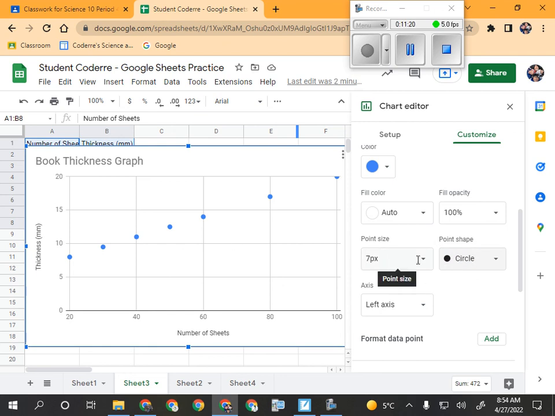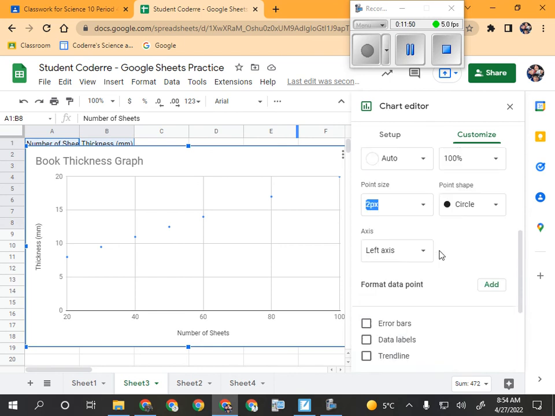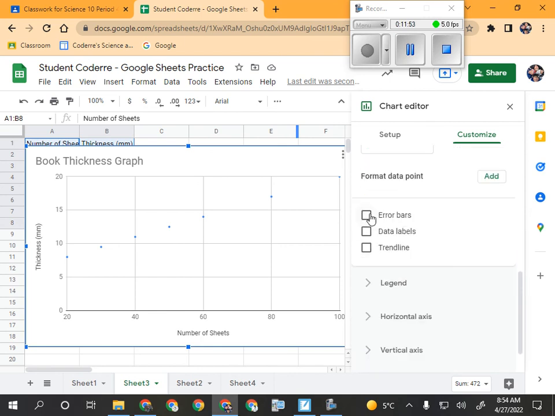I typically make the points smaller. They default to 7 pixels, and I usually put them down to 2 pixels. That's entirely up to you. I would not mark your graph wrong if you left it at 7, but in some of the experiments that we do, there are so many points that they overlap each other a lot when they're 7 pixels, so we make them a little smaller.